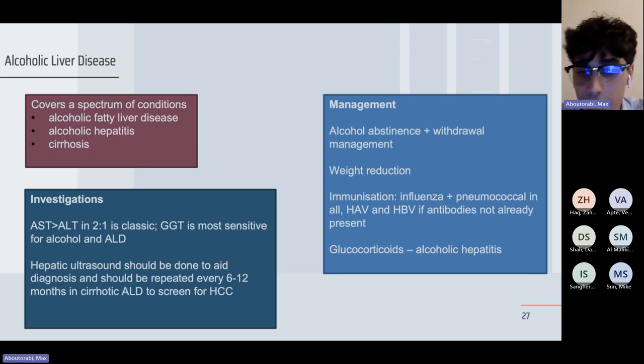So then the second investigation you want to consider is a hepatic ultrasound. And these can aid with your diagnosis, but more importantly, if the patient has come to the point where they have a cirrhotic liver, then you'd want to do an ultrasound every 6 to 12 months, because liver cirrhosis is a really high risk factor for patients developing hepatocellular carcinomas.